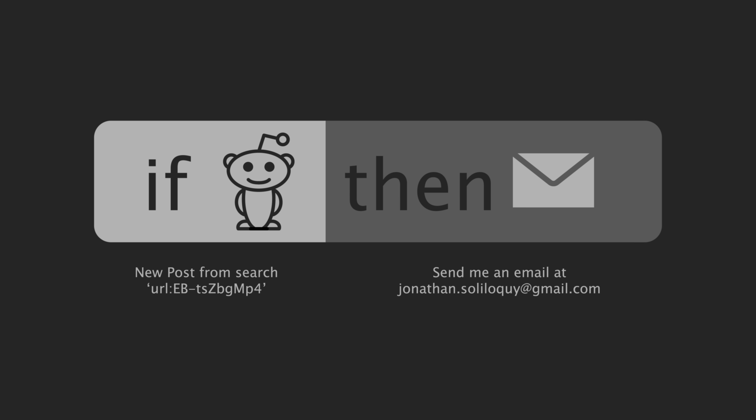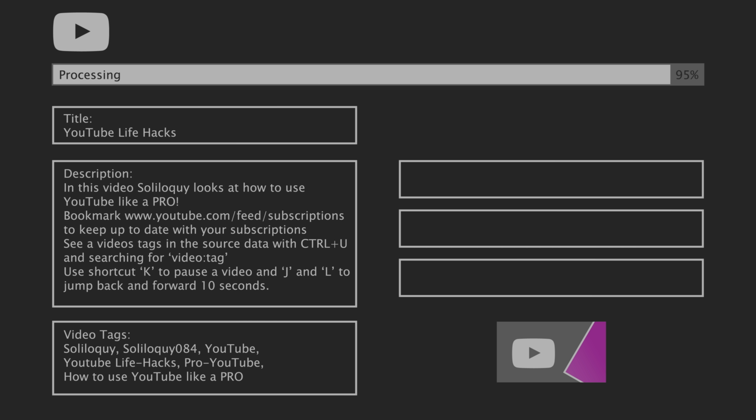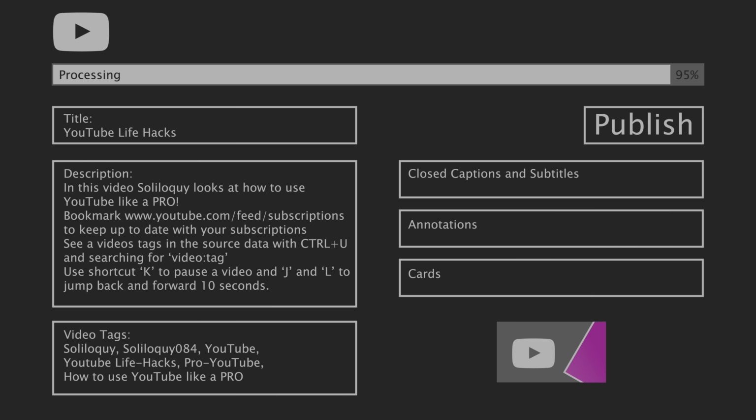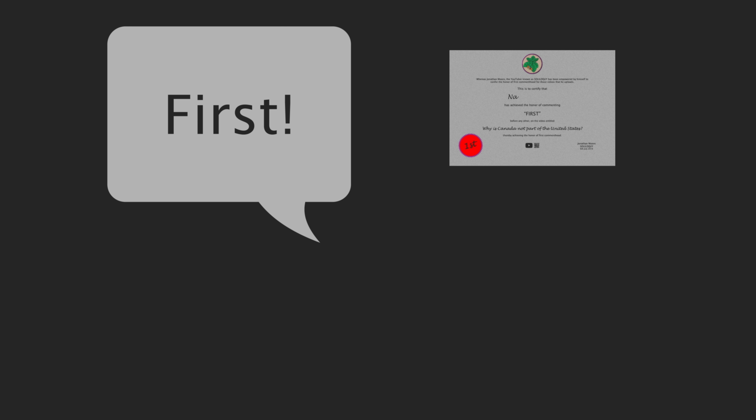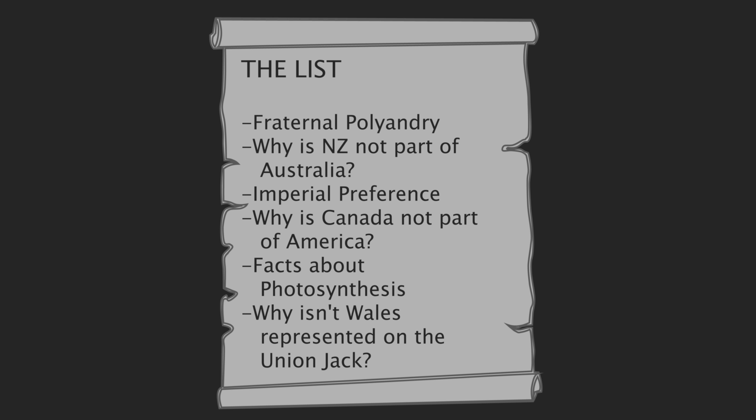While it's uploading, I make a thumbnail in Illustrator and set up an automatic search of Reddit for the video being shared over on If This Then That. I paste in the description and the tags, and set up closed captions, cards, and annotations. Once that's all set up, I hit the publish button and the video goes live. Then I wait for the first comment. If it says first, I issue the commenter one of my coveted certificates of first commenthood. Finally, I return to the comments to read about all the things that I got wrong. Then it's back to the list, to start all over again.